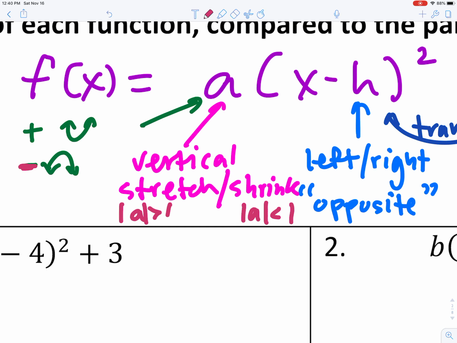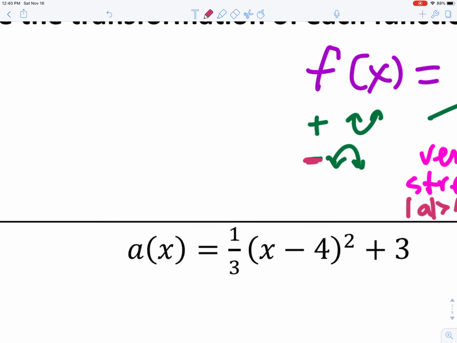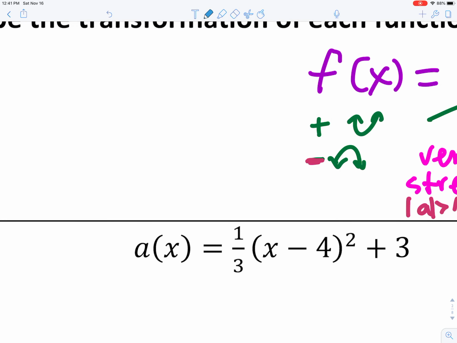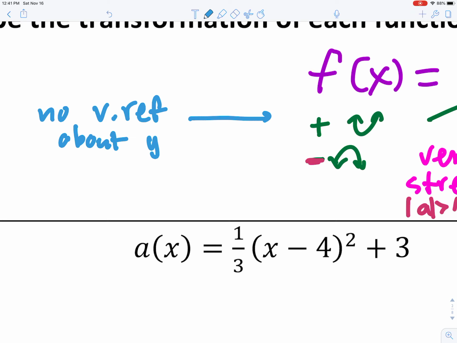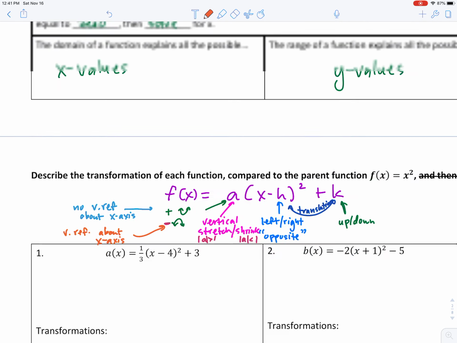All right, so we did talk about horizontal stretches and shrinks and reflections last quarter when we spent a lot of time on transformations, but we're not going to worry about that here. Over here, we would kind of say, here, there's no reflection, or at least no vertical reflection, and then specifically about the x-axis. The second one, however, that would be a vertical reflection about the x-axis. Okay, so we're going to look for all of those things.